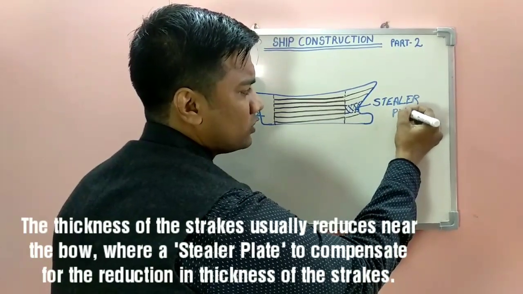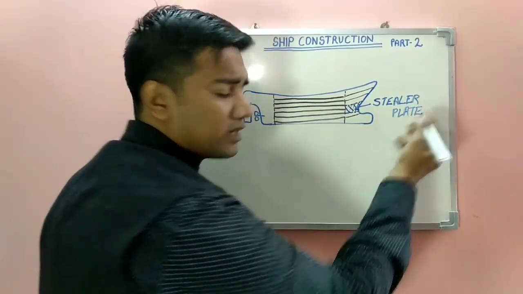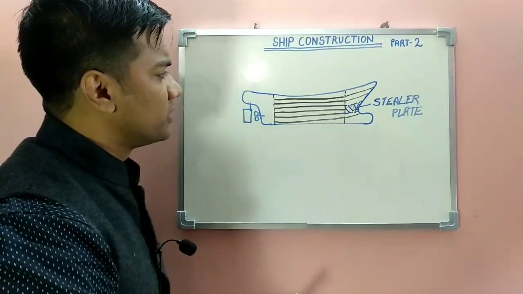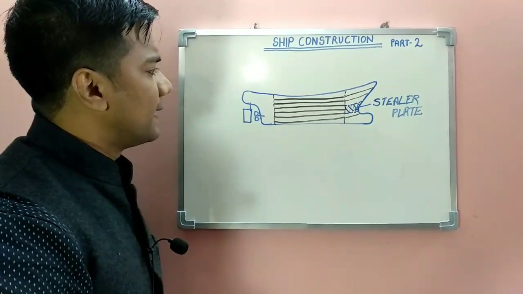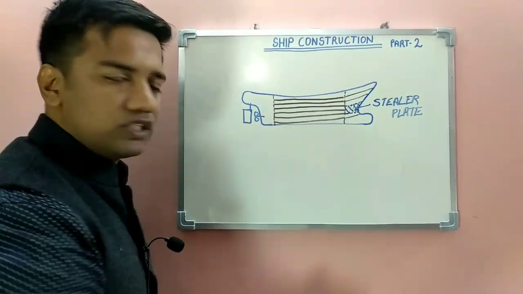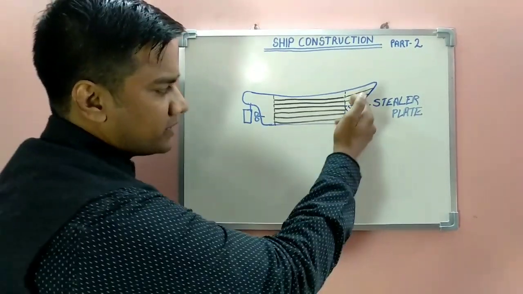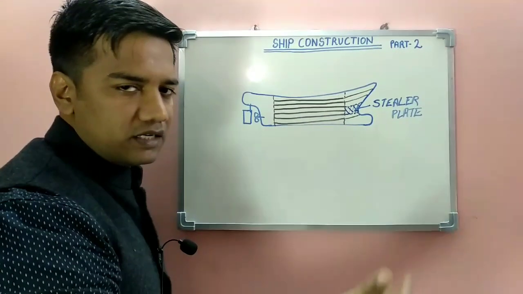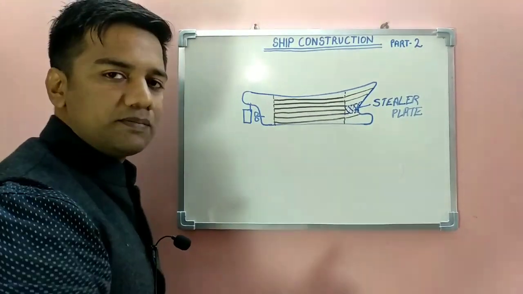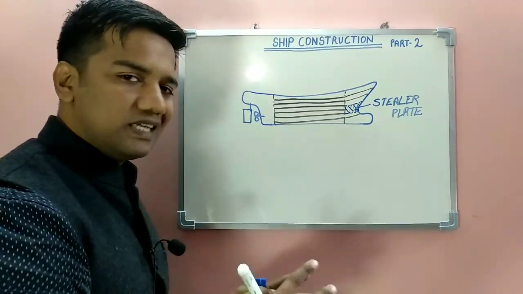Now steeler plate is used just for better design, better construction and strength. It can be present over here, it can be present over here, as it depends on the ship design, but usually it is present in the bow region where the ends taper.